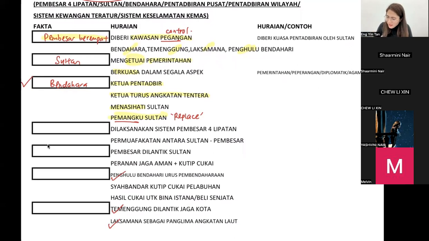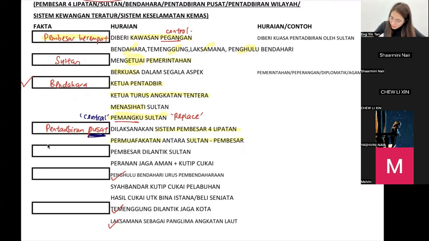They say, dilaksanakan oleh sistem pembesar 4 lipatan, pemuafakatan antara sultan dan pembesar. So, what is this referring to? They are referring to governments. Central government, pusat. Now, as I told you, Malacca is a big government, big empire. So how they manage it and control it, other than just the leaders, we need to separate it into different categories. So it's the central government.